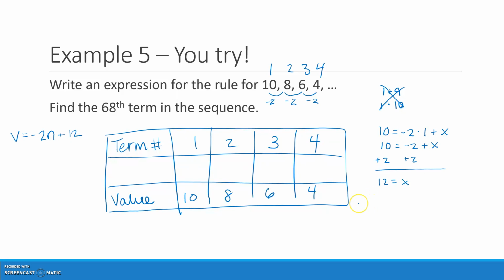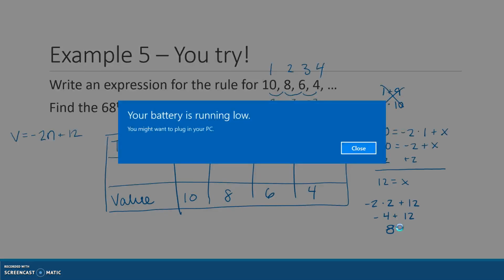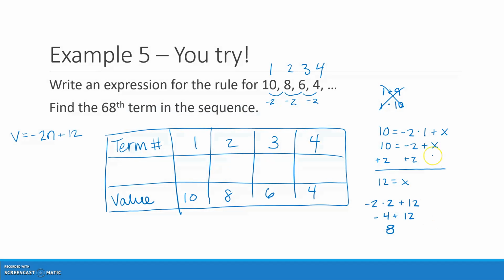So if I do negative 2 times 2 plus 12, I would get negative 4 plus 12, and that's like 12 minus 4, so that's going to give me 8. And then I'm going to test 3. So I've got negative 2 times 3 plus 12. That's going to give me negative 6 plus 12, which is 6. So it seems like this is working, and I like this rule, and I'm going to say, yep, that's my rule.